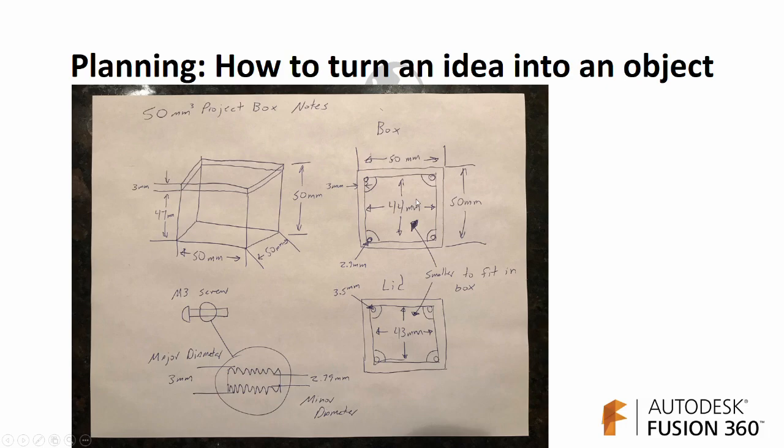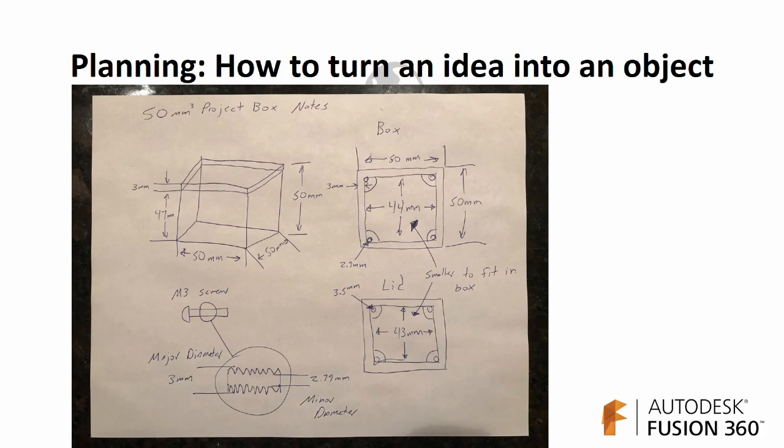Another thing that's important is you've got to think about what you're trying to put inside it. So we're doing a 50mm cube box. That means that whatever's going to go inside this has got to be 44mm cubed or smaller because of the size of the walls. Make sure you keep that in mind. So if you're going to make something and you want to enclose it in a project box like this, measure the object and make sure you understand the dimensions.